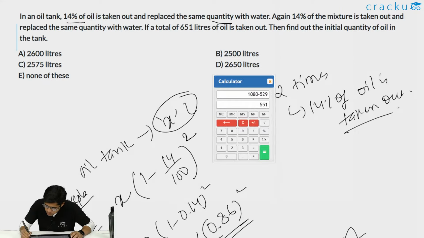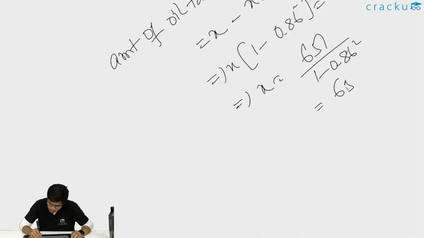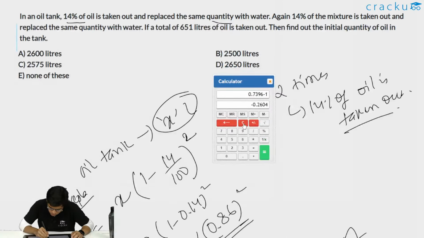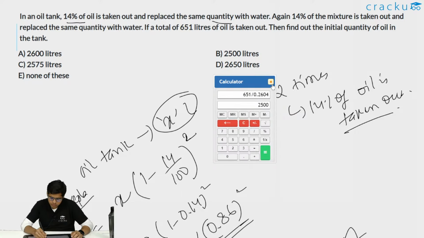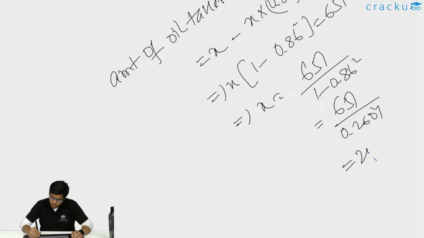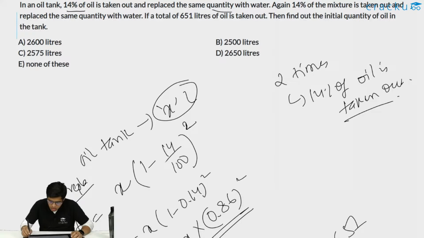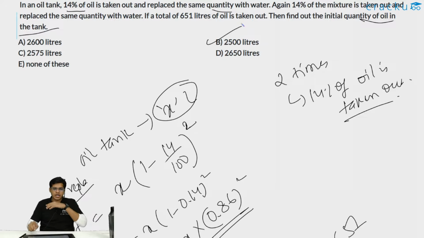So 0.86 into 0.86 is 0.7396, and 1 minus that is 0.2604. So 651 by 0.2604 is 2500. So it is 2500 liters, right guys? So the initial quantity of oil in the tank is 2500 liters. So option B is the correct answer.